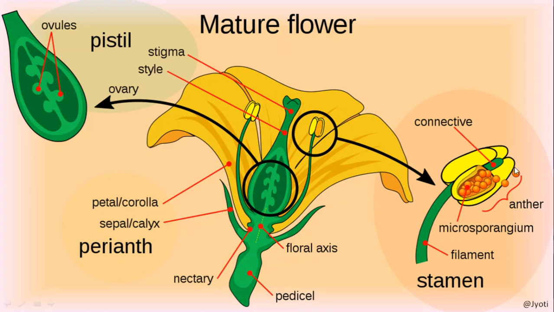Then there is an anther which is bilobed, okay, and inside the anther the microsporangia are there, okay. So there is a connective region, or the region of the filament at which the anther is attached is called the connective. So it has three parts: filament, connective and anther. So this is very important. And the anther contains the microsporangium, which produces the microspore, and the microspore develops into the pollen grain.